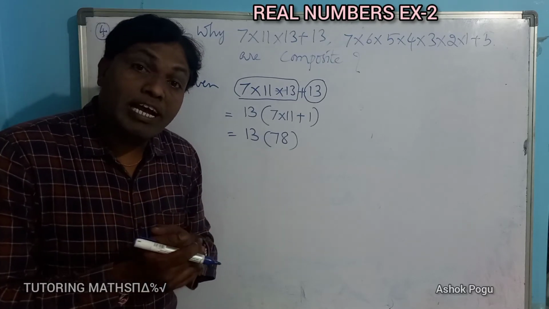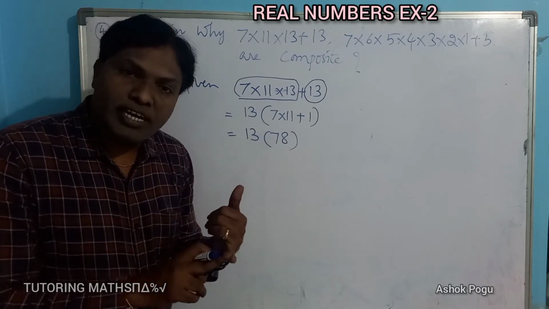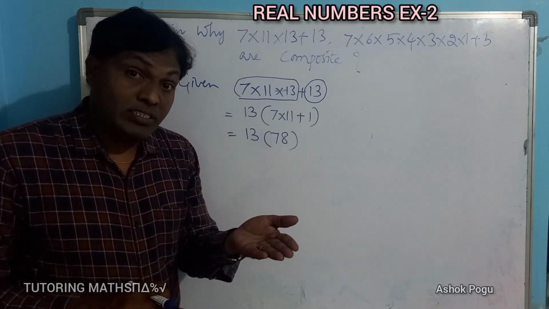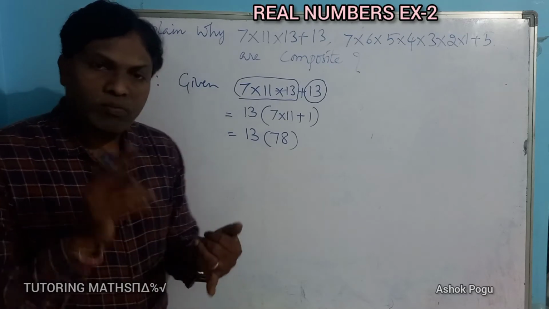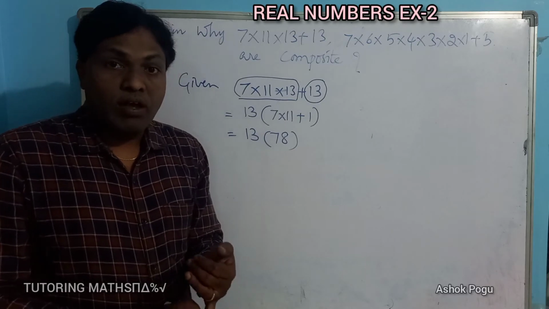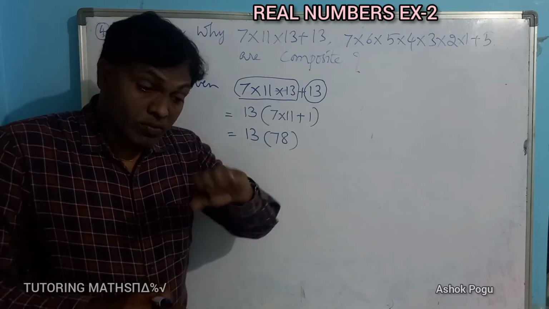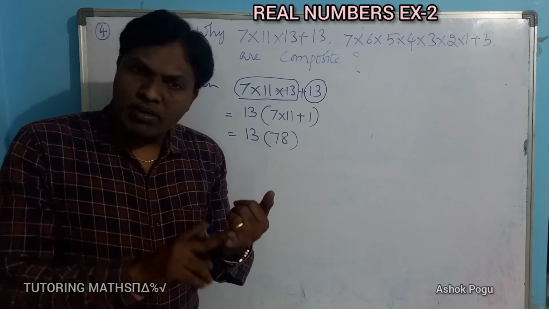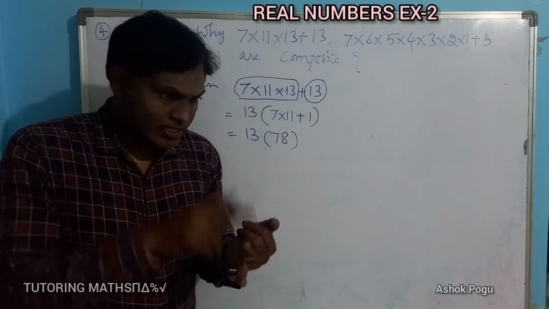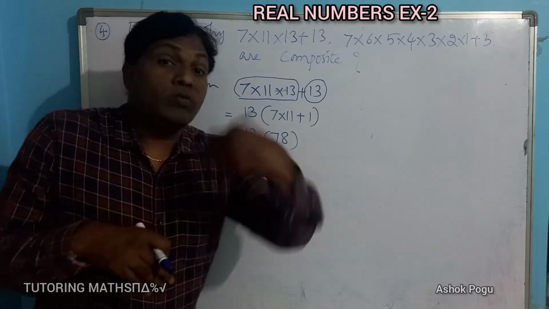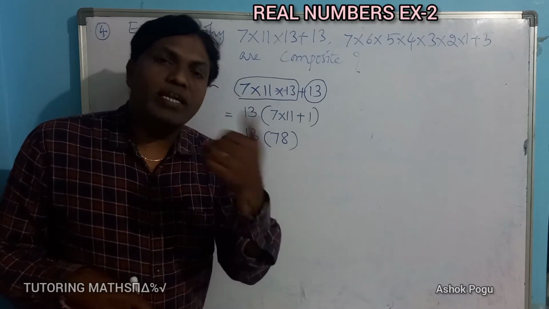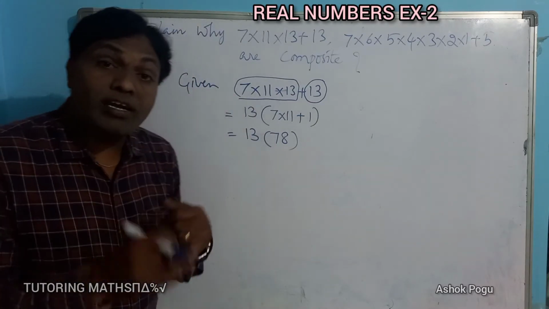Actually, what do you mean by composite numbers? Composite numbers are nothing but the numbers which have more than 2 factors, not only 1 and itself. The factors should be 1, the number itself, and also some more, at least 3 factors. Then only it is called a composite number.